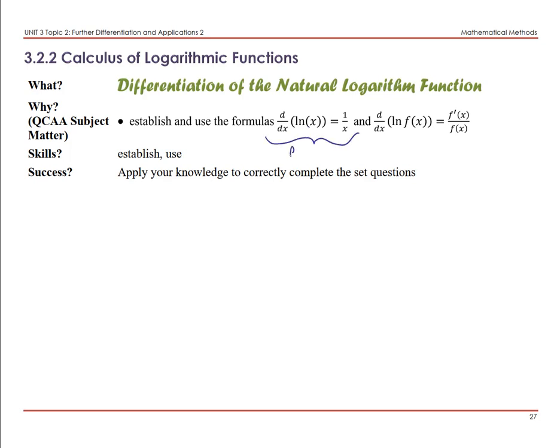Now, this formula, the first one, is on your formula sheet. The second one is the shortcut, not on the formula sheet. But you could use the chain rule if you don't remember it.